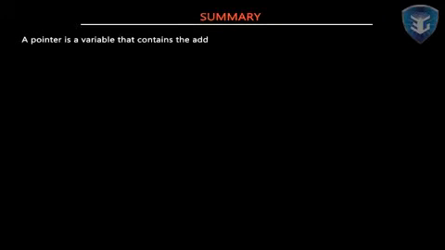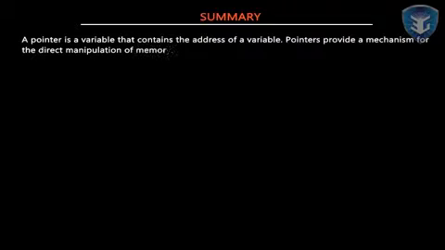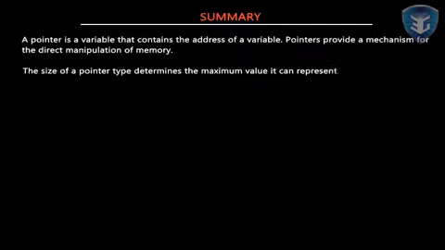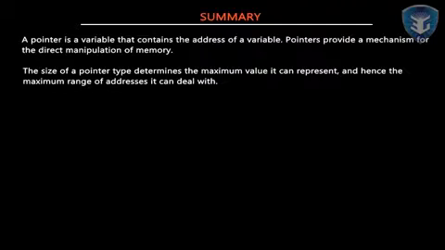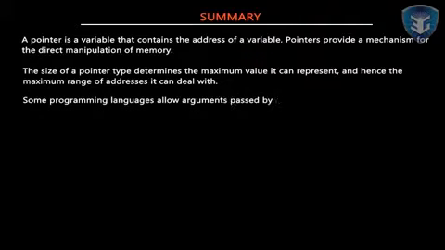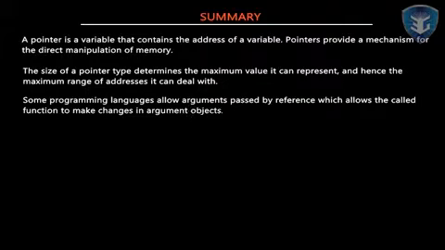Now in the end, let us summarize what we have learned in this lecture. A pointer is a variable that contains the address of a variable. Pointers provide a mechanism for the direct manipulation of memory. The size of a pointer type determines the maximum value it can represent, and hence the maximum range of addresses it can deal with. Some programming languages allow arguments passed by reference, which allows the called function to make changes in argument objects.